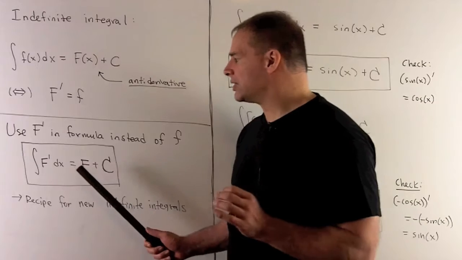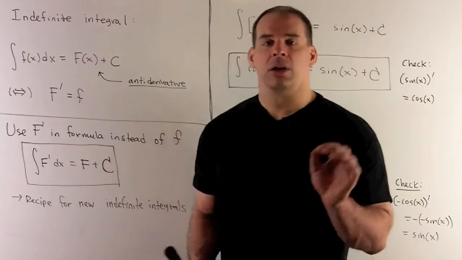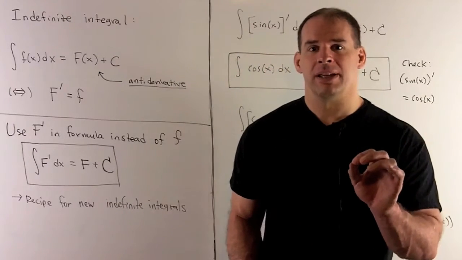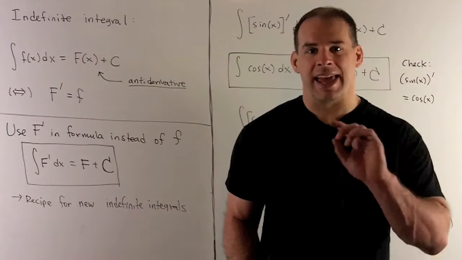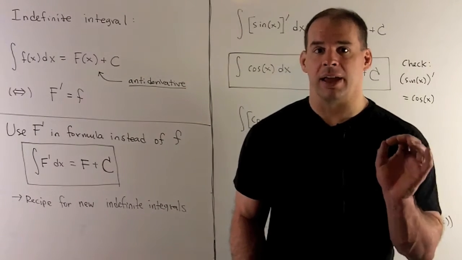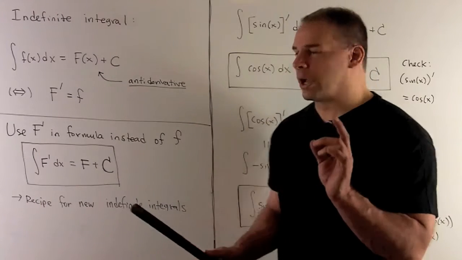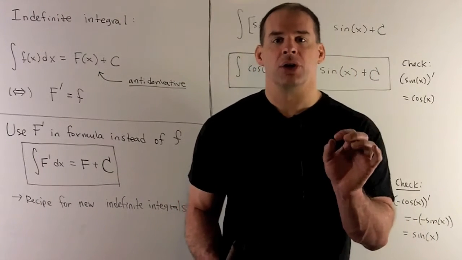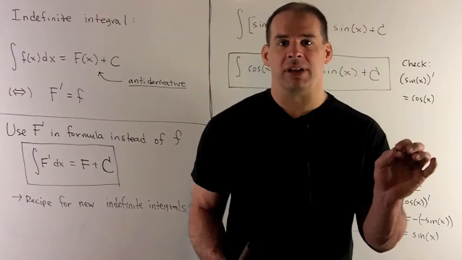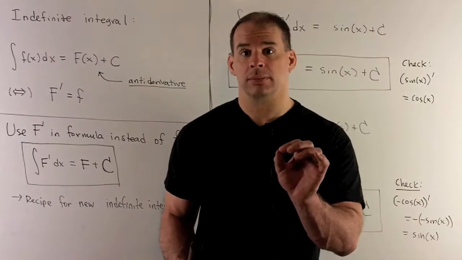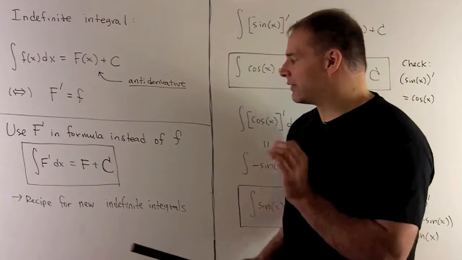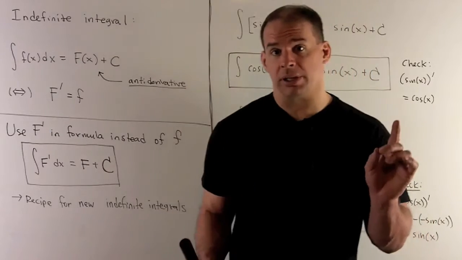So the idea here is if we take the derivative of capital F, then take the indefinite integral, they cancel each other out. Okay? And then we just fix that by adding a constant. So that's the way you should think of the processes here. Take the derivative, take the antiderivative, they should cancel. Now, this is going to give us a recipe for getting new formulas.